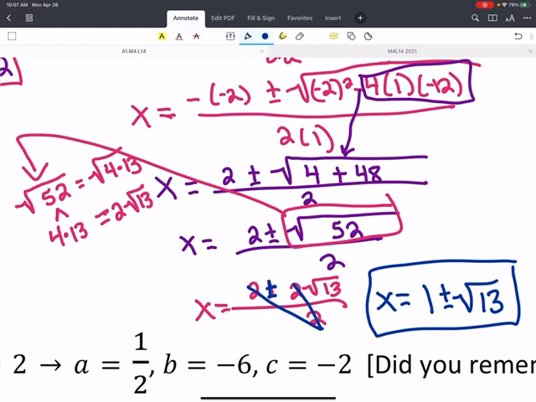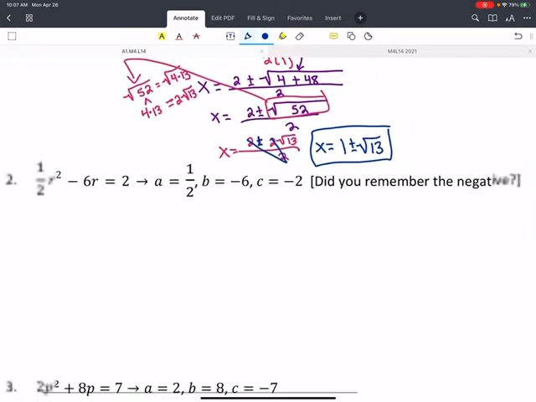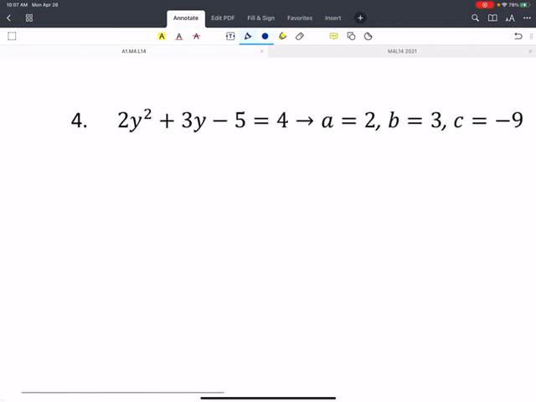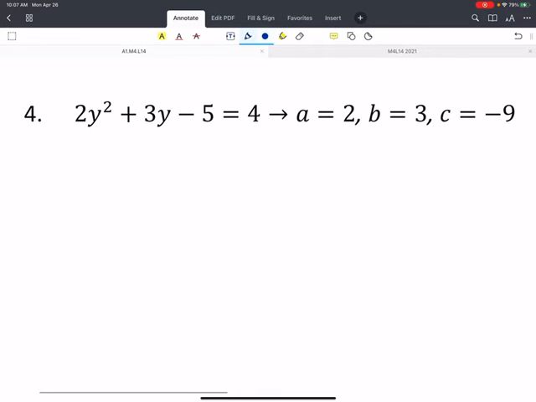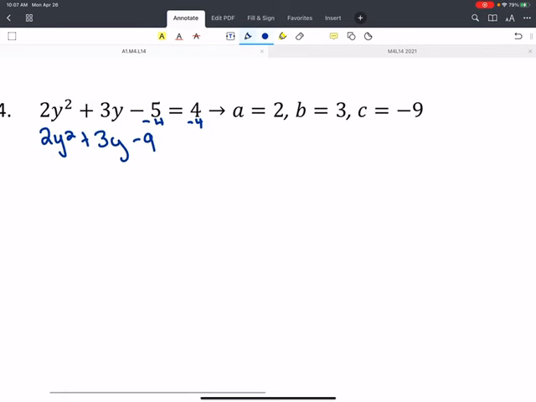Okay, we did several other examples in class, but for time's sake on this video, I will only do one other example. I'm going to go do number 4 in lesson 11. Okay, for number 4, I'd have to rewrite 2y squared plus 3y. Here I would get that 4 to the left side, so I'd get minus 9. So A is 2, B is 3, and C is negative 9.